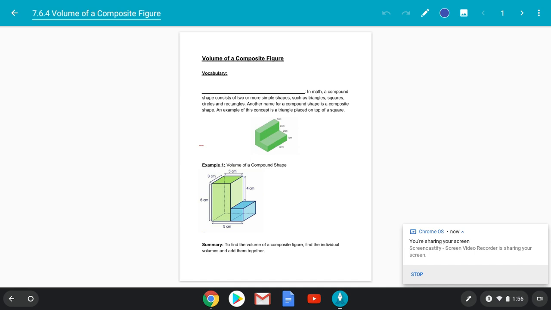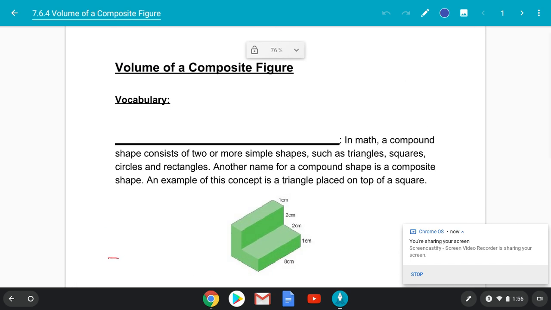What we're going to talk about today is the volume of a composite figure. So, what that means to us, a composite figure is when we have compounding shapes of two or more simple shapes, such as triangles, squares, circles, and rectangles. So another name for a compound shape is a composite shape.